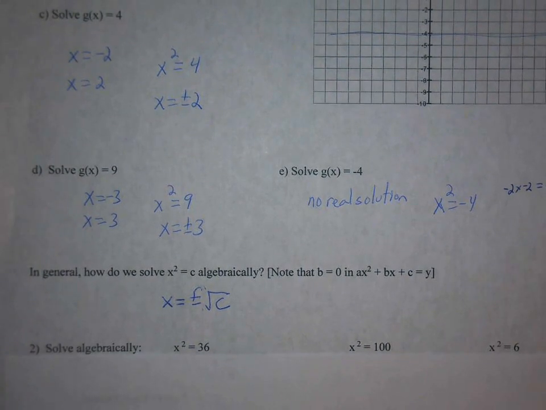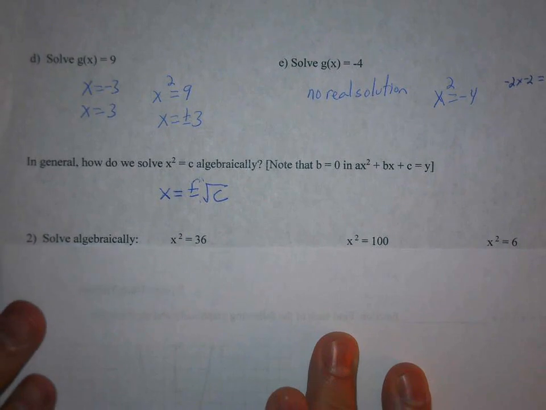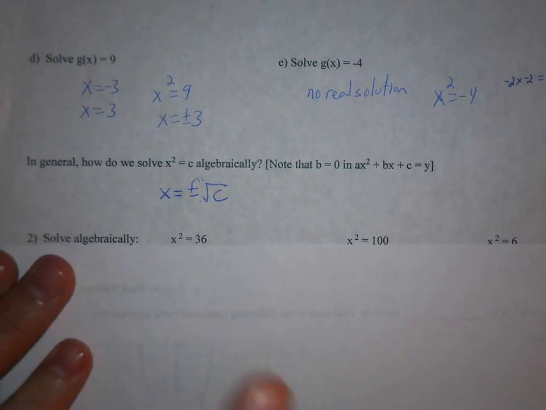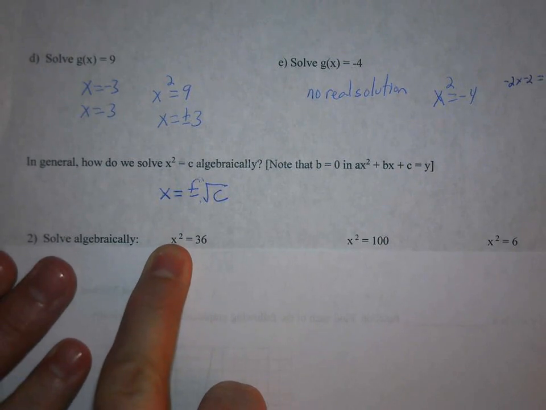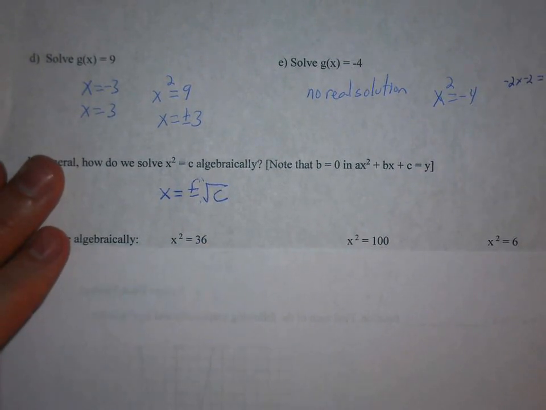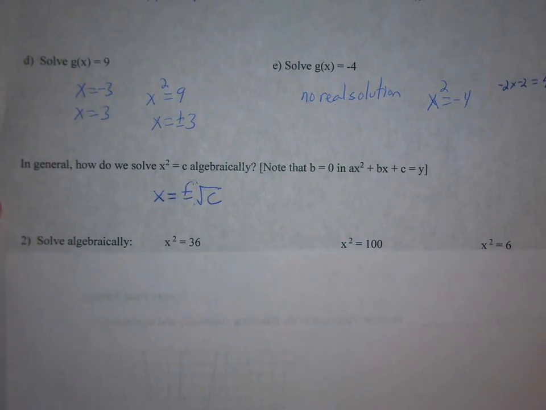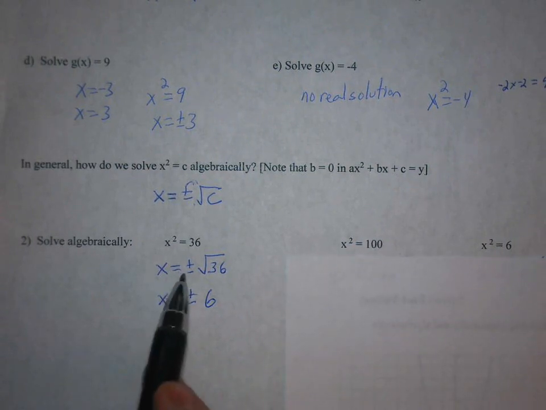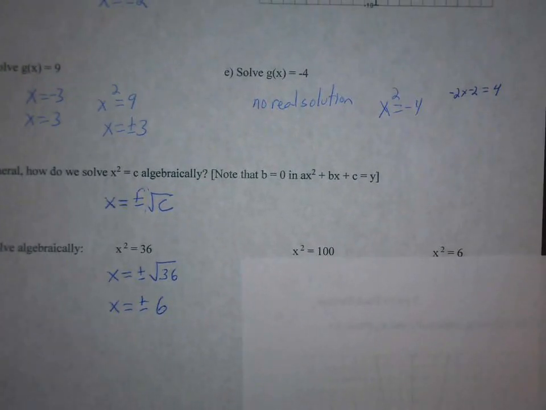So if you solve a few of these algebraically, and we'll go through the rest of this fairly quickly, if x squared equals 36, well, we know that if you do negative 6 or positive 6 squared, that'll give you 36. So what I want to show algebraically, though, is the step where you take the positive or negative square root of 36, and that'll give you plus or minus 6.